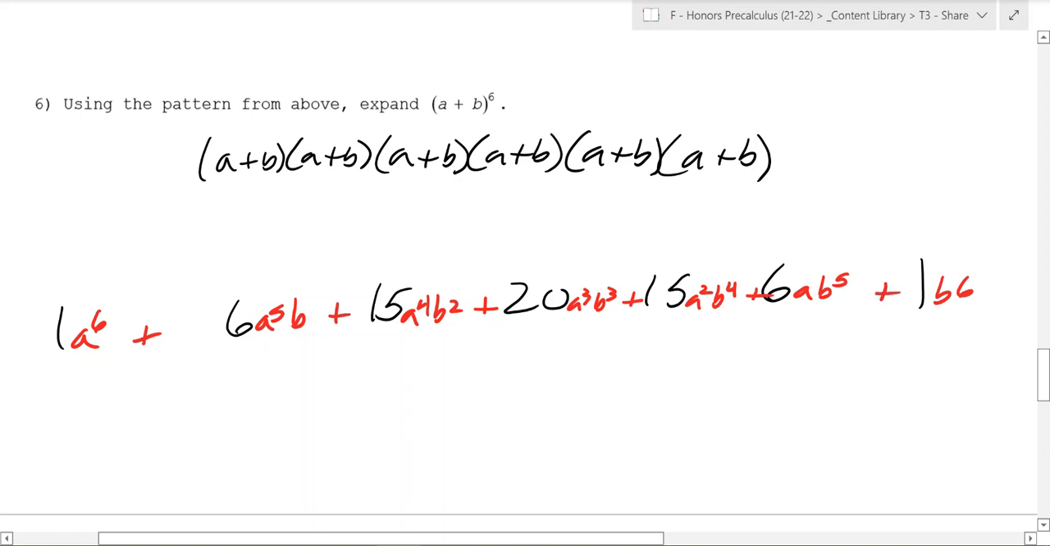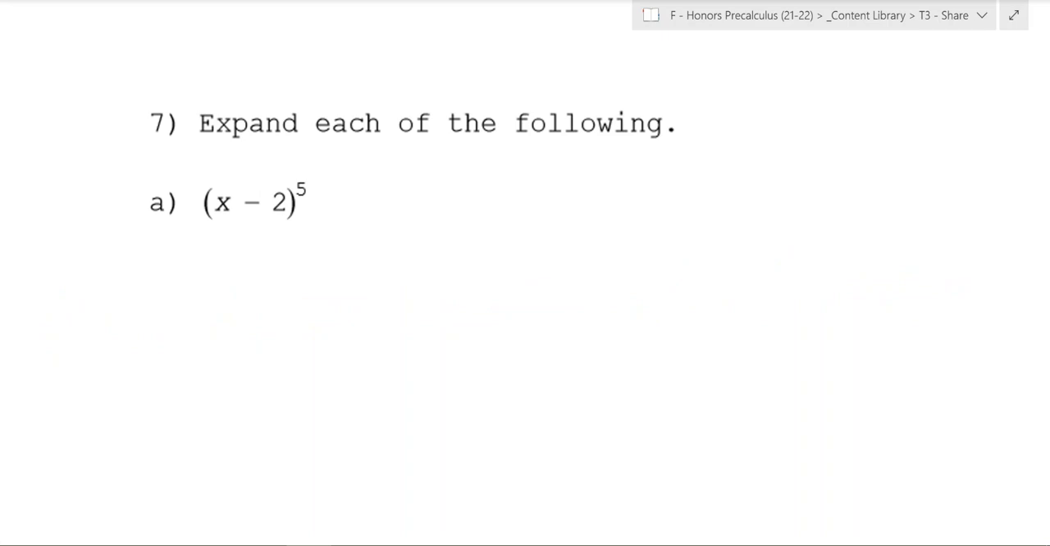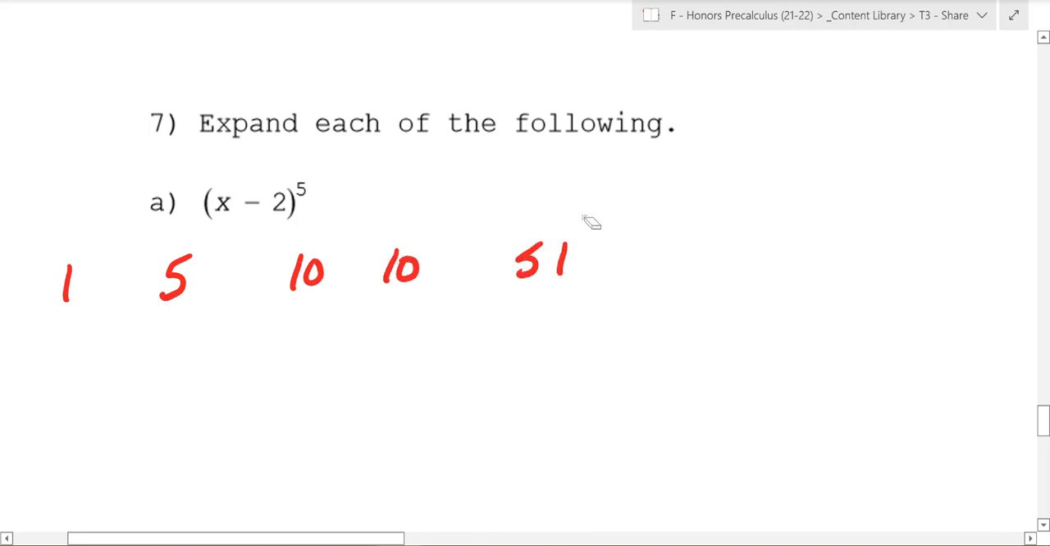So the powers always add up to that 6, and then you use the corresponding row of Pascal's triangle right here. In this case, it's 1, 6, 15, 20, 15, 6, and 1. The only thing you have to be careful of are the values you're plugging in for a and b. So for example, with (x minus 2) to the 5th, we write out that 5th row of Pascal's triangle, so it's going to be 1, 5, 10, 10, 5, and 1. I've got to put some space in here so you can space it out.